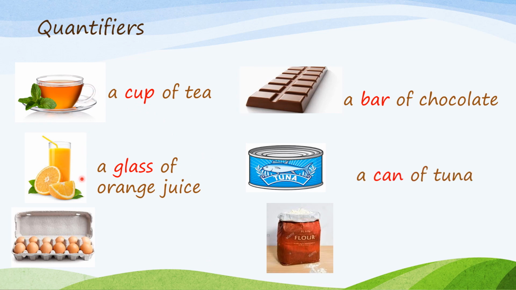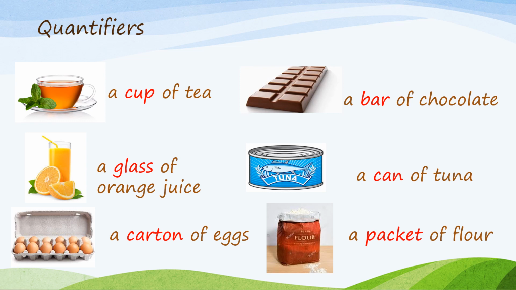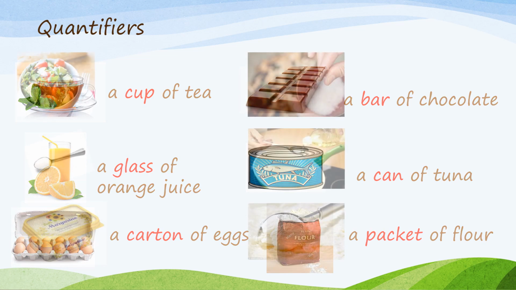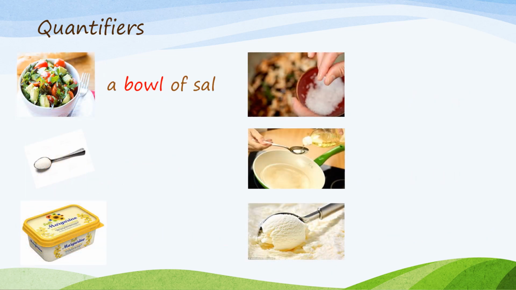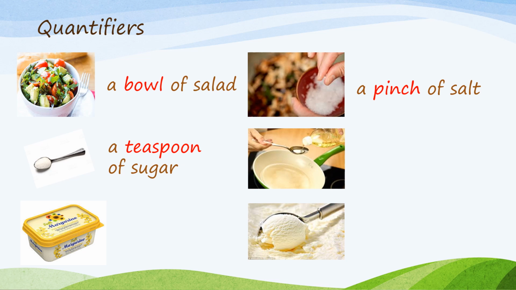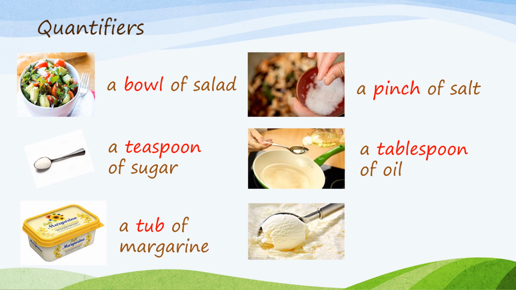A can of tuna, a carton of eggs, a packet of flour, a bowl of salad, a pinch of salt, a teaspoon of sugar, a tablespoon of oil, a tub of margarine, a scoop of ice cream.